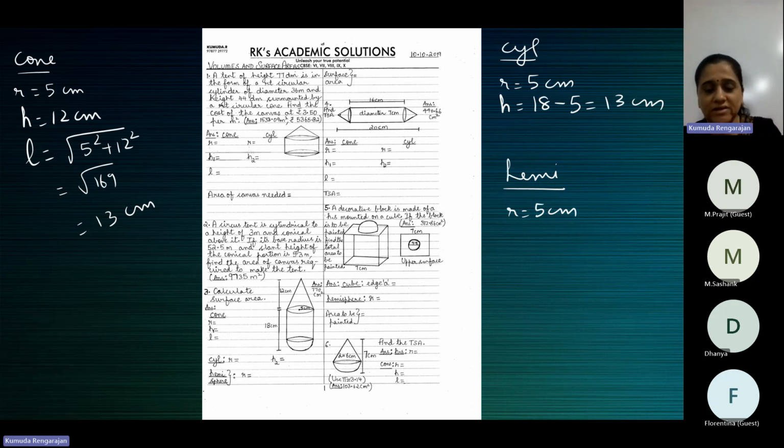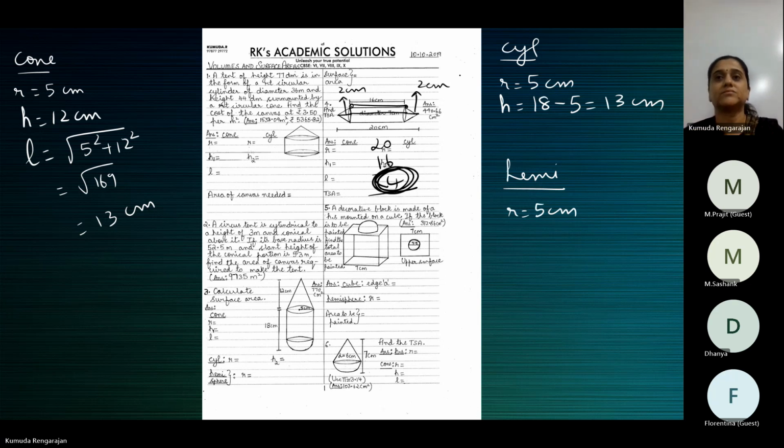This total length is 20. That is the height of the cone plus the height of the cylinder plus the height of the cone is 20. So from 20, if you remove the height of the cylinder, you get 4. And what is this 4? It's the height of the two cones, the cone at the left end and the cone at the right end. Together it is 4. So 4/2, 2 centimeters will be the height of each cone. Cylinder's height 16, each cone's height 2 centimeters.